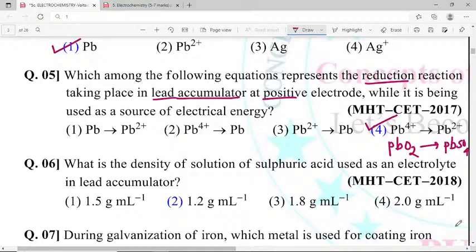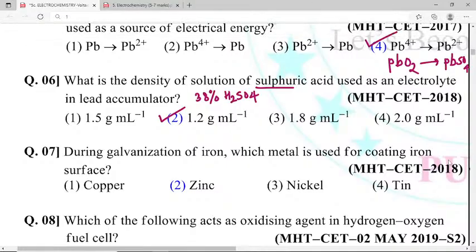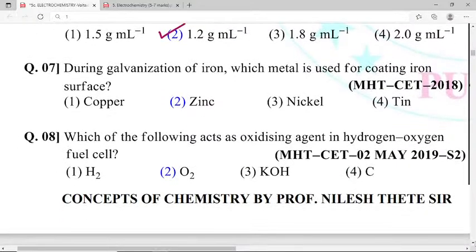What is the density of the sulfuric acid solution used as an electrolyte in a lead accumulator? H2SO4 at 38% concentration has a density of 1.2 gram per ml. During galvanization of iron, which metal is used for coating the iron surface? Zinc. Galvanization is coating with zinc.